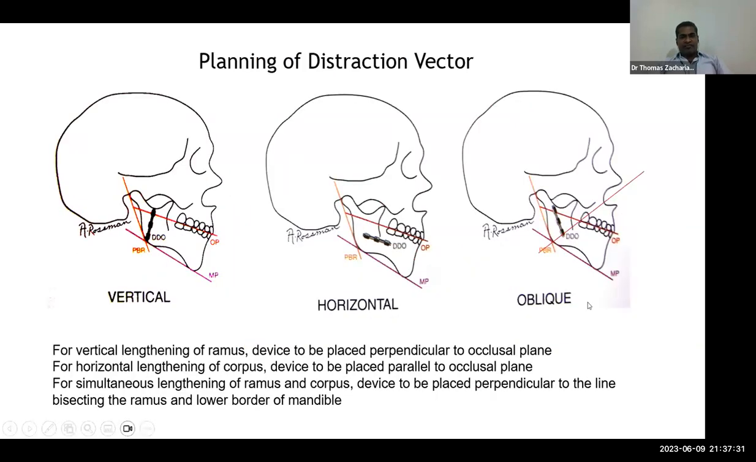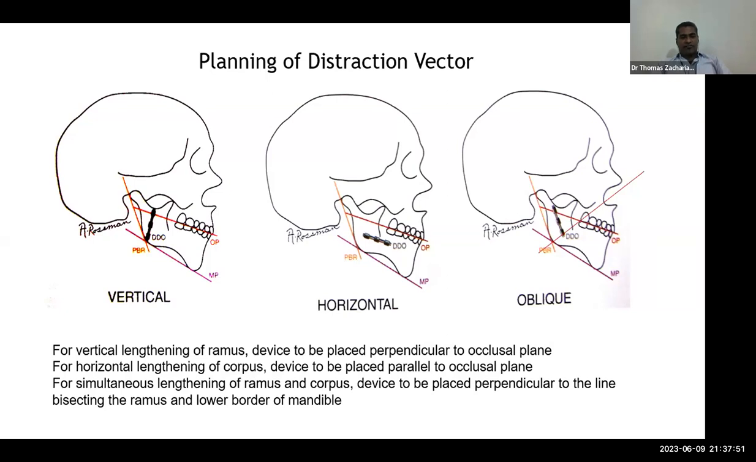So this is a very simple formula to decide distraction vector. Like I told you earlier, for vertical lengthening of the ramus, you place the device perpendicular to the occlusal plane for vertical lengthening of the ramus.